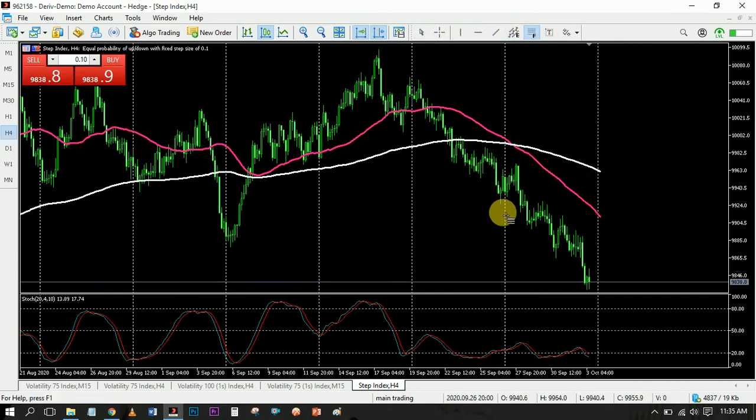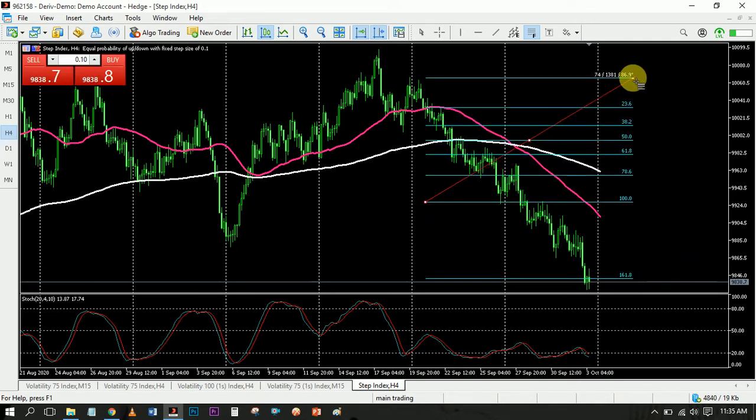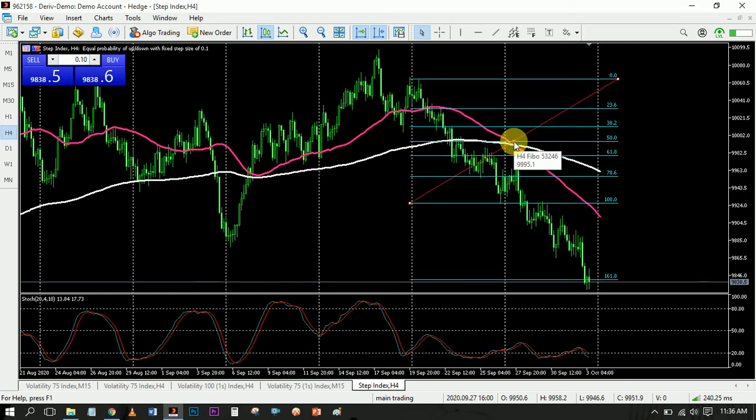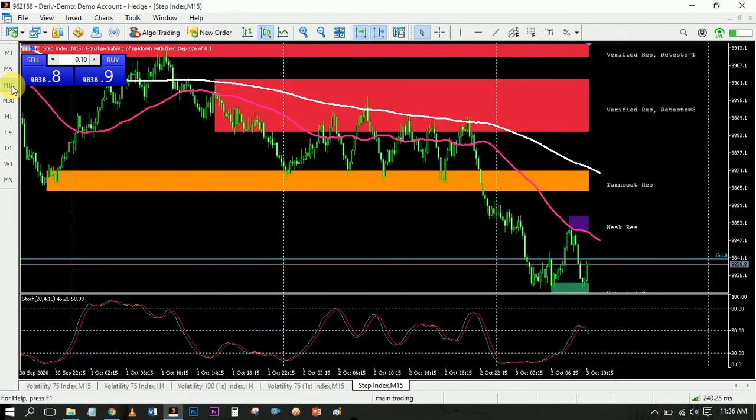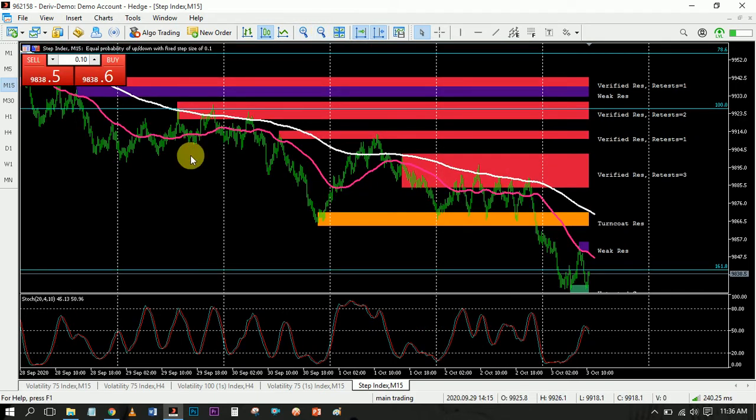Okay, this is this week. All right, so let's go to 15 minutes. You can see here that if I added a 123.4 level, it would fall right here.